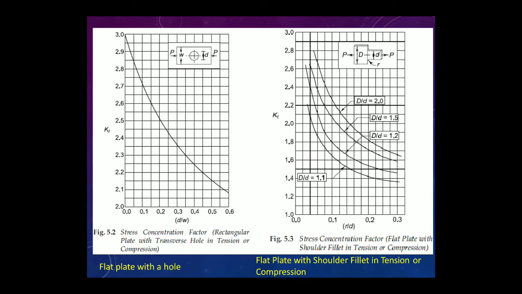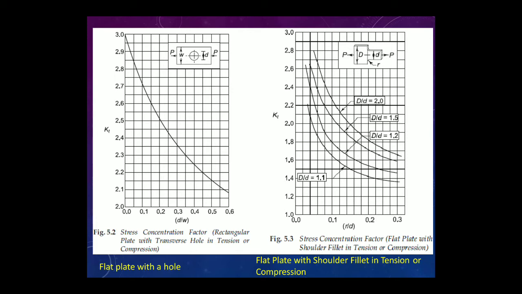Here on the left side, the chart is given for the stress concentration factor versus the ratio of diameter to width. This is for a flat plate with a hole. The width is W as shown in the above figure, D is the diameter, and P is the axial force. The stress concentration factor chart is shown here. So using the ratio D by W, we can find the stress concentration factor for a particular ratio.